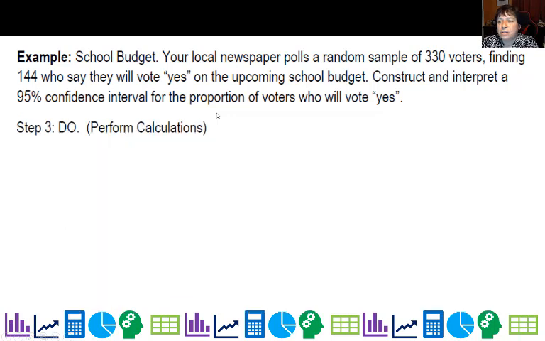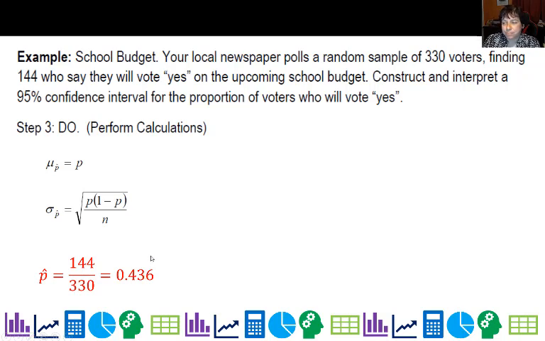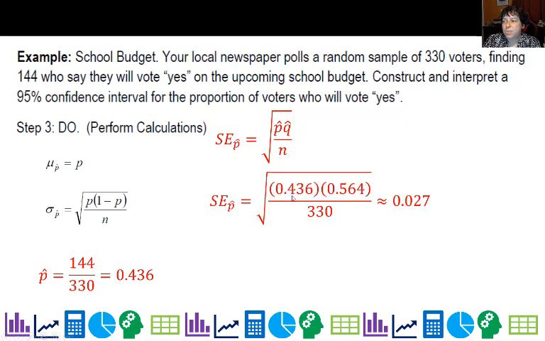So we can proceed and do the do part, which is the calculations. Now I'm pulling this from your math chart. This is the section that we're going to use. The mean proportion is just p, and then the sigma for p hat is this. Again, I'm going to use the term standard error. So p hat from our sample is 144 over 330, or roughly 0.436. I'm going to rewrite it, and I like to use q, but you don't have to. You can do 1 minus p, that's fine. And so my standard error, when I substitute in my numbers, 0.436 and 0.564, I get about 0.027.